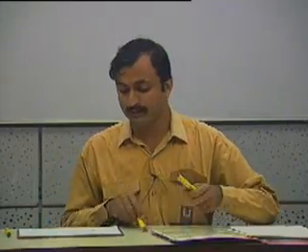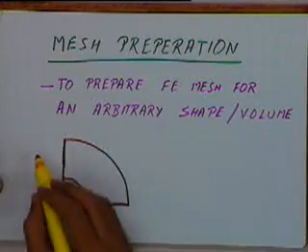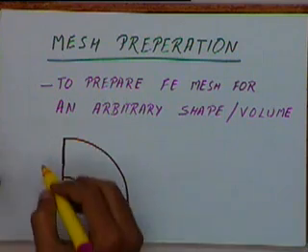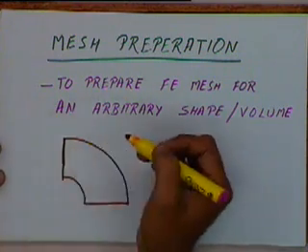Today we will see how to prepare a mesh for any arbitrary shape or any arbitrary volume in the case of 3-dimensional objects. The basic problem is that if we have any arbitrary shape like this and we want to make a finite element mesh in it, we cannot make any arbitrary mesh.